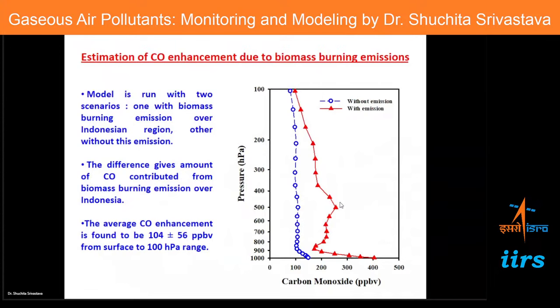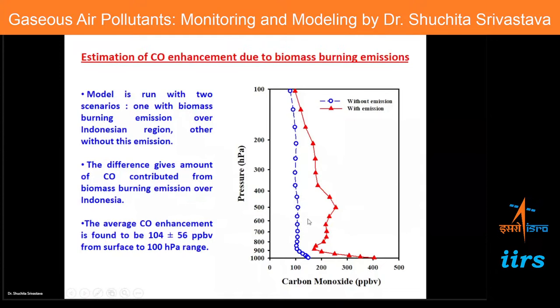Other than that, what is our model? It is numerical calculation only. So in real-time conditions, if we consider the real atmosphere, can we switch off some emission? No. But in the model, we can switch off emissions and we can calculate the distribution of pollutants in the atmosphere. So here, this is the standard simulation with all the emissions present in the model, and this is the simulation which is happening without emission.